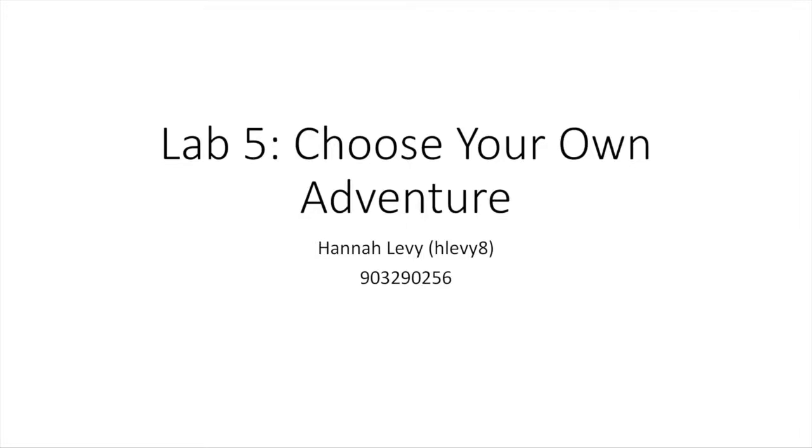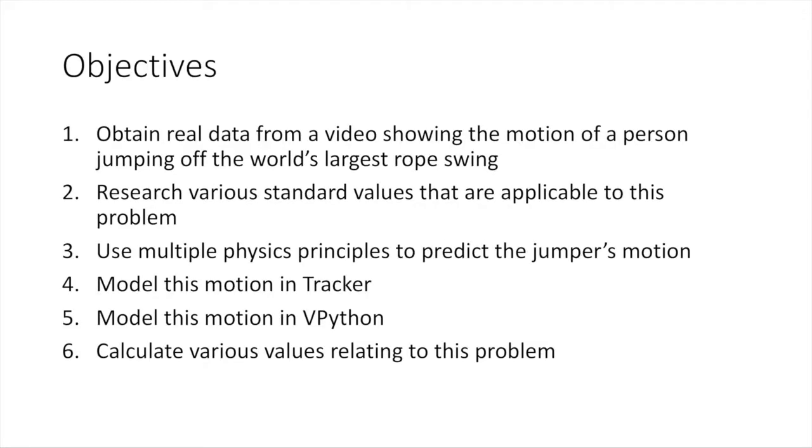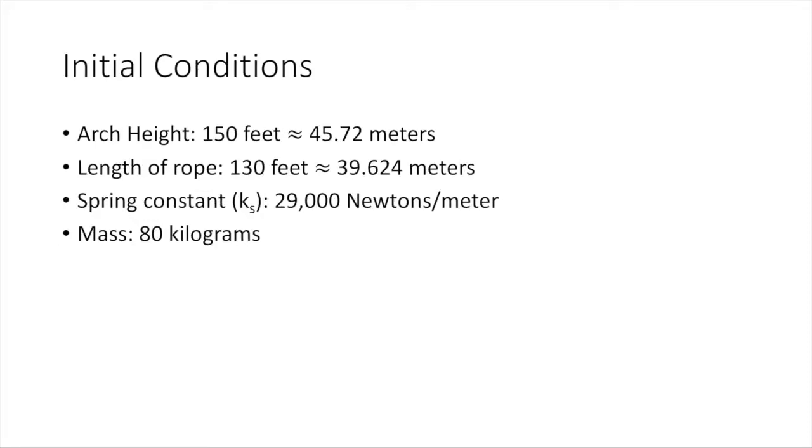Lab 5 allowed me to choose my own physics adventure to analyze. I decided to learn more about the world's largest rope swing in Moab, Utah. My model was based upon a person jumping off the top of the arch and swinging from a rope, similar to the motion of a simple pendulum. I modeled this rope swing using physics principles, approximations, and VPython. My final model represented this situation fairly accurately, however, it did not take into account air resistance.